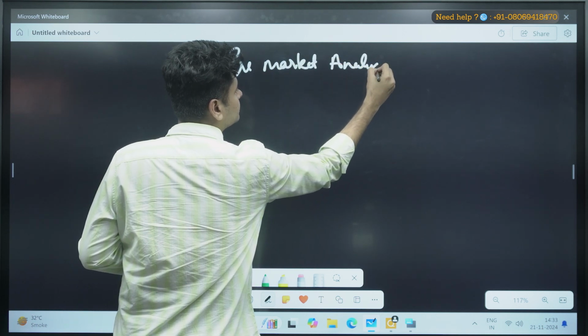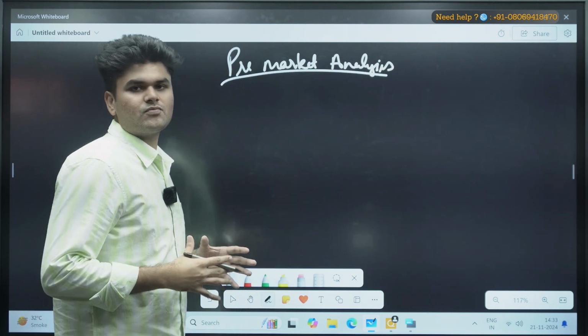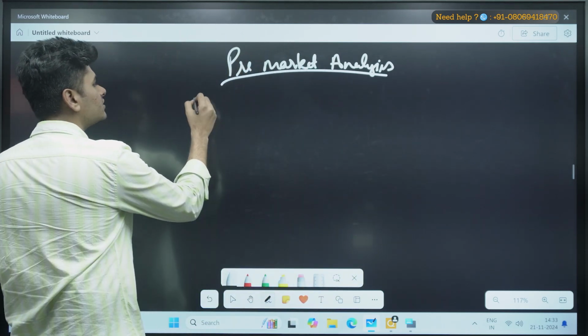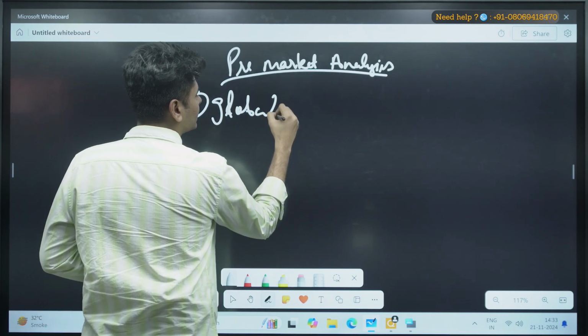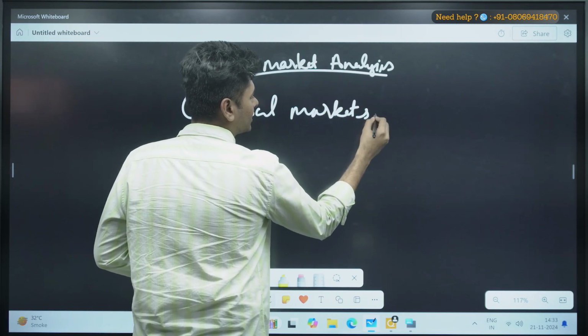In the pre-market analysis, there are a few points which you need to keep in mind. Firstly, you'll check out the global market. The global market gives us a good view of which direction the market is opening.